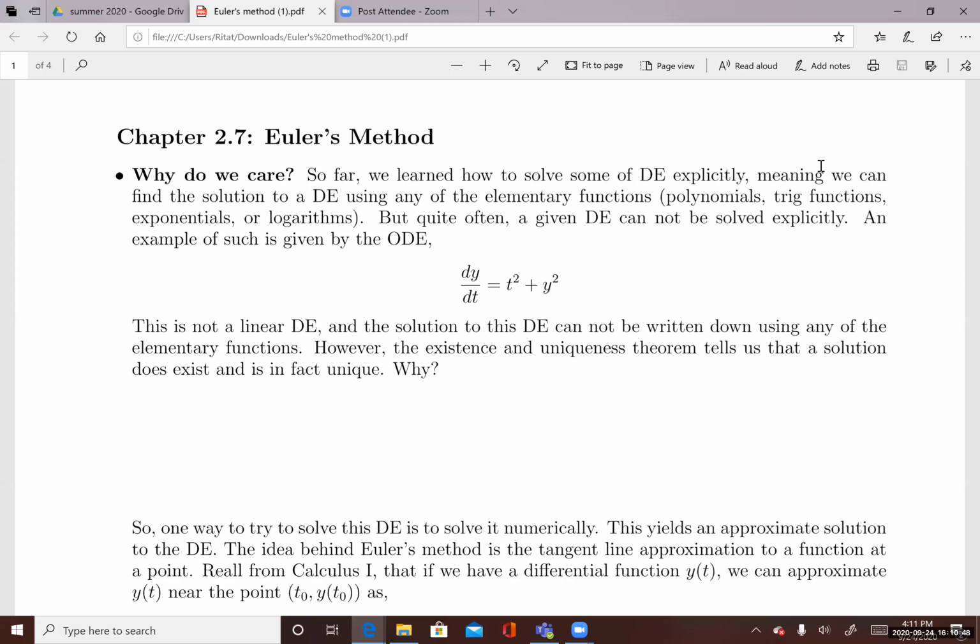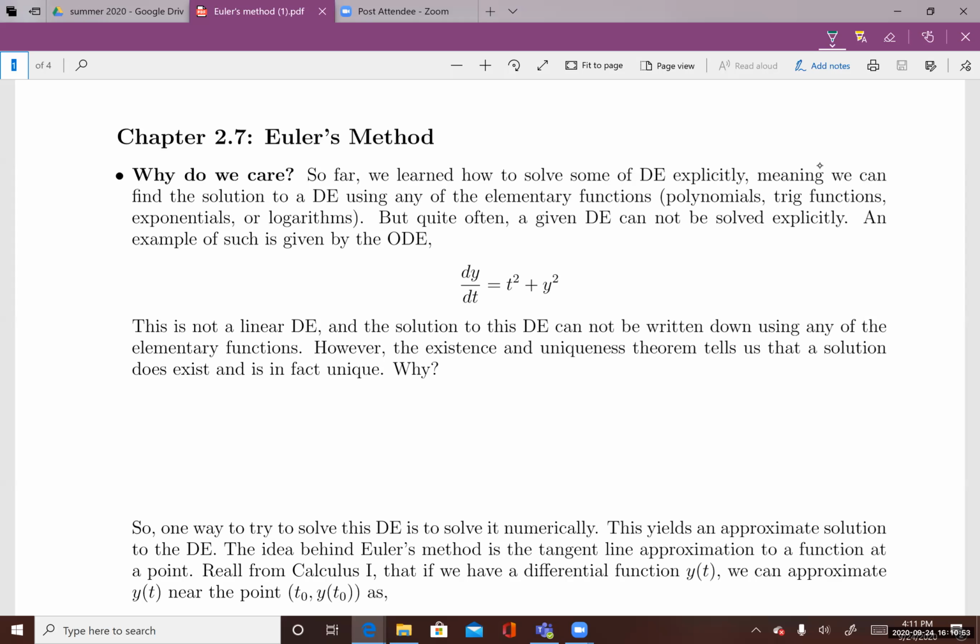An example can be, let's look at this differential equation: dy over dt equals t squared plus y squared. I guess you can try to solve this differential equation by trying to separate t and y on both sides. We couldn't do it. Or you can try to use the integrating factors. It couldn't do it because you have y squared here, which doesn't make it a linear differential equation.